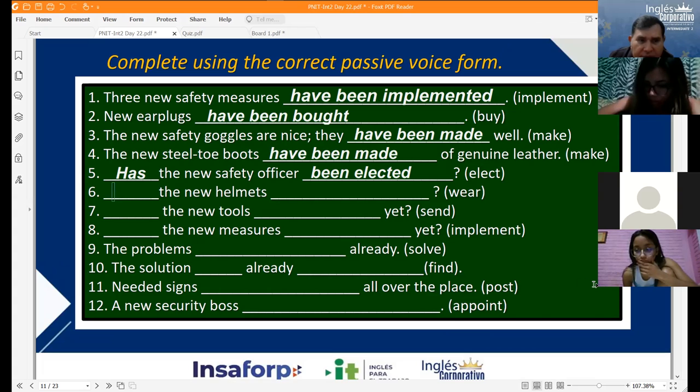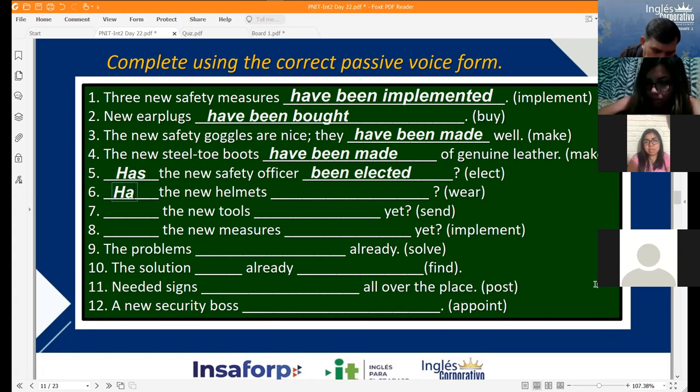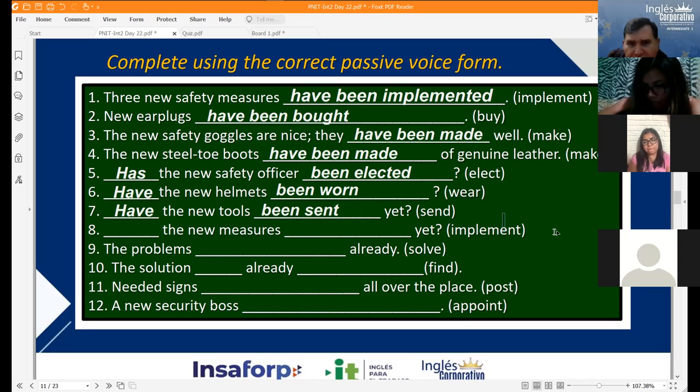Number six. Has the new helmet been worn? Okay. Have the new helmets been worn? Number seven. How do we make number seven? Sent. Okay. Have the new tools been sent yet? Number eight.